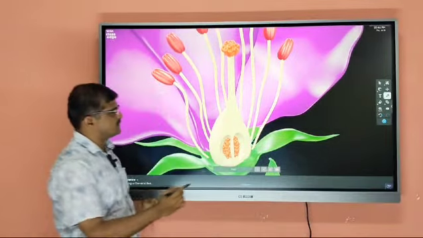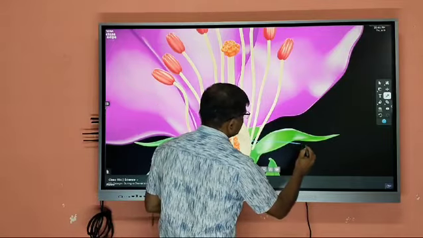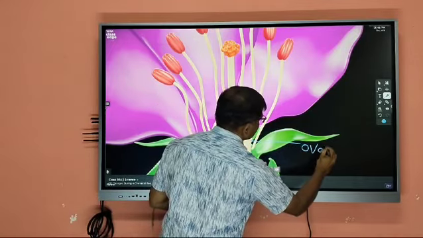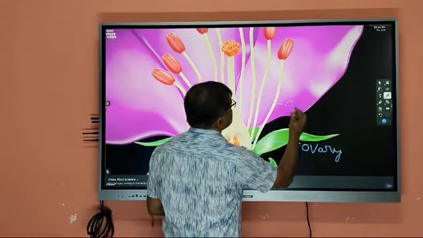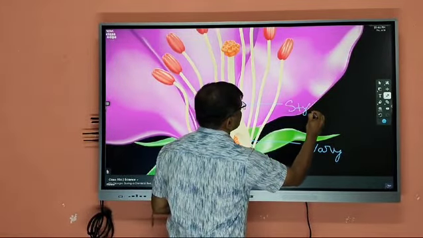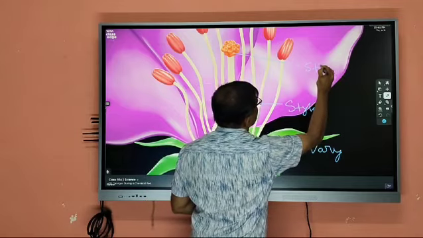So, this part, what you are observing, this is the carpel. This carpel consists of three parts, as I said now. So, this is ovary. This is style. So, this is stigma.